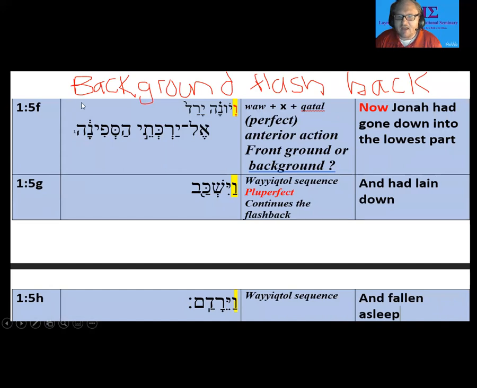Now, Scott translated this as "but" I think last time, but I wanted to translate it as "now" to try to bring out the parenthetical aspect of things. I know the options, it's kind of interesting. They mention anterior action, and anterior means foreground, but the others are talking about it being background information. So I'm not sure why they use that distinction, but I do think it has the background, flashing-back effect of reminding us of what Jonah had already done.